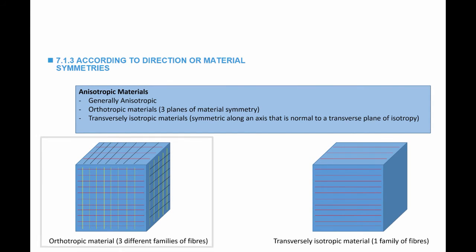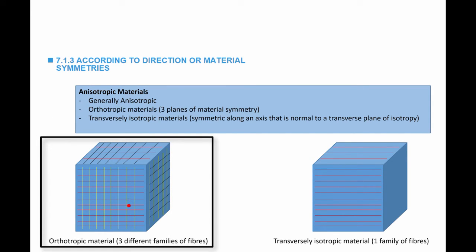For example, the material on the left, if it's made out of an isotropic material with three different families of fibers oriented perpendicular to each other, and if the three families of fibers have different properties, then this material becomes an orthotropic material, because the response is symmetric around each plane perpendicular to those fibers.